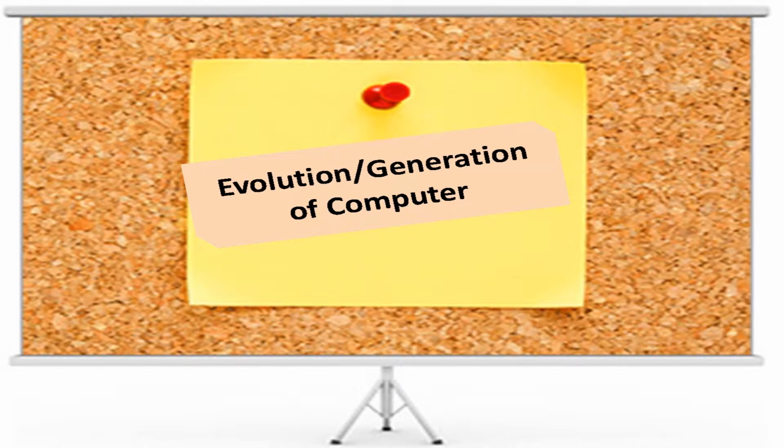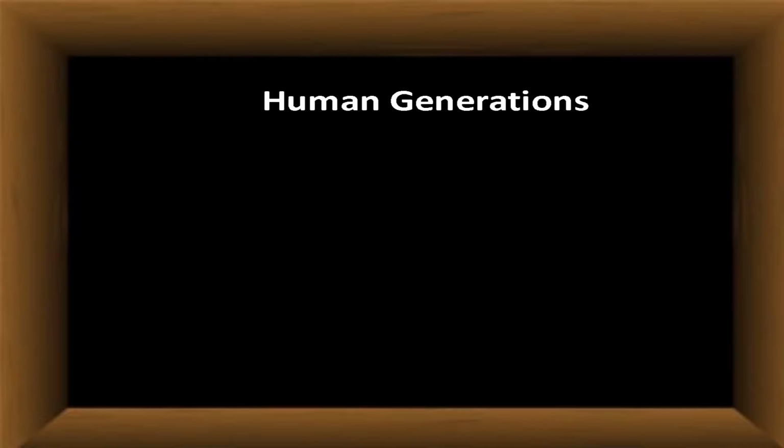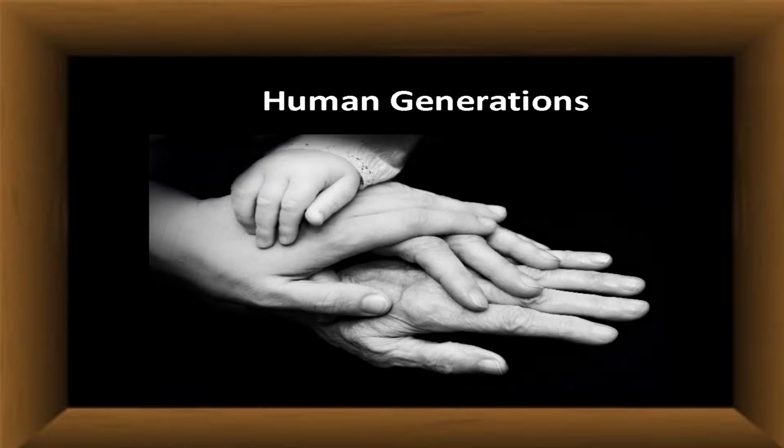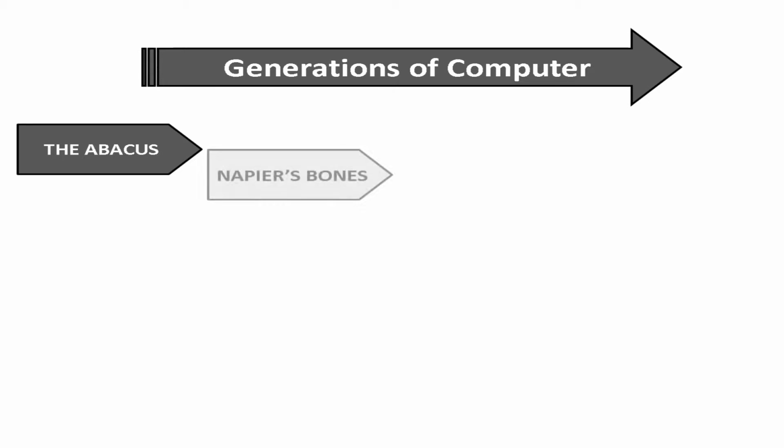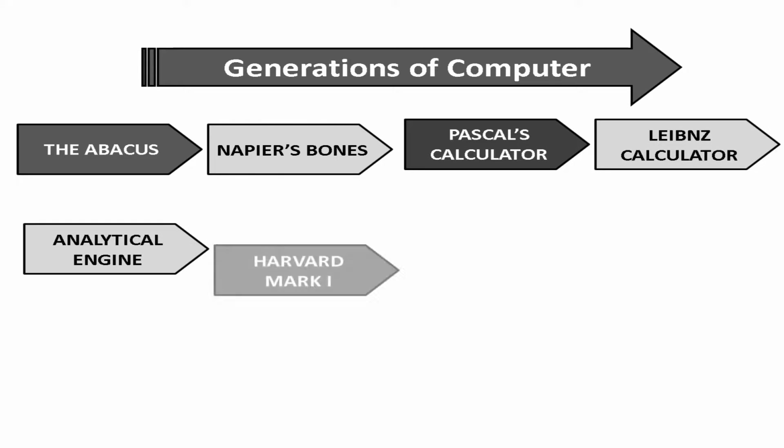Before moving on to this concept, let's talk about the generations of humans. It is a natural process that the new generation arises and the old one diminishes. Generations move from grandfather to father and to son, and so on. Similarly, computers also have different generations.